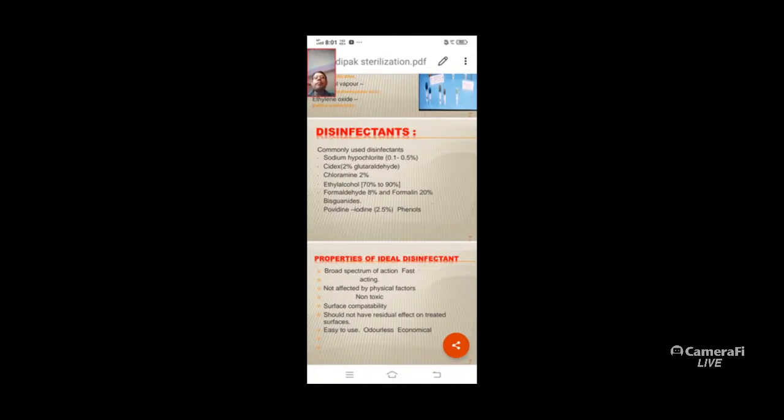There are also various important concentrations of disinfectants commonly used: sodium hypochlorite 0.1 to 0.5%, Cidex 2% glutaraldehyde, chloramine 2%, ethyl alcohol 70 to 90%, formaldehyde 8%, formalin 20%, biguanides, and povidone iodine 2.5%, and phenol.